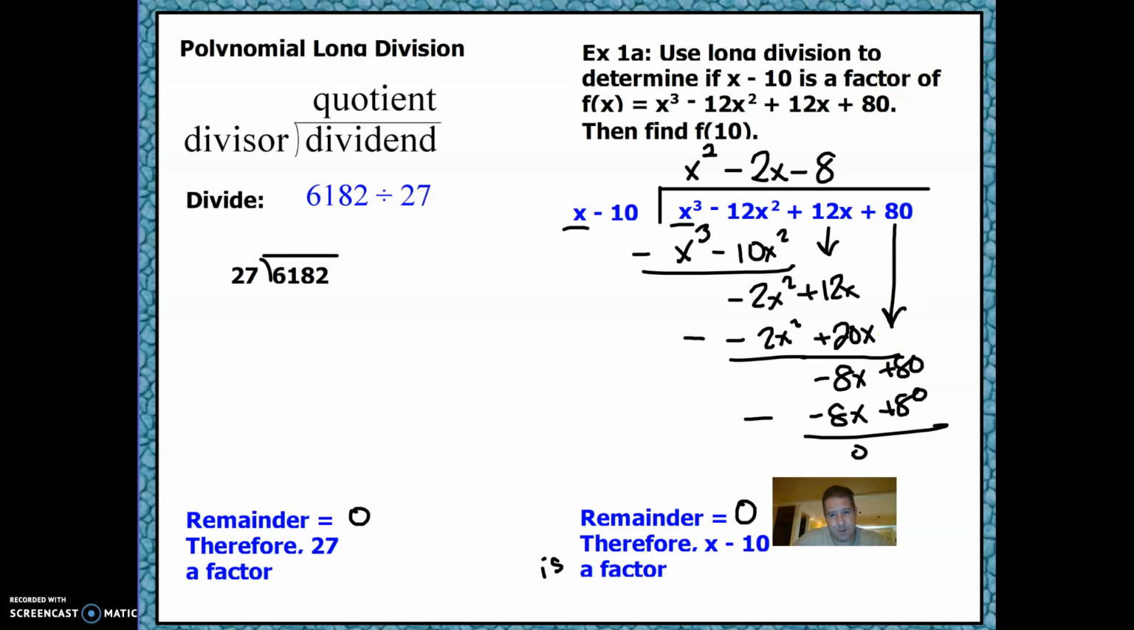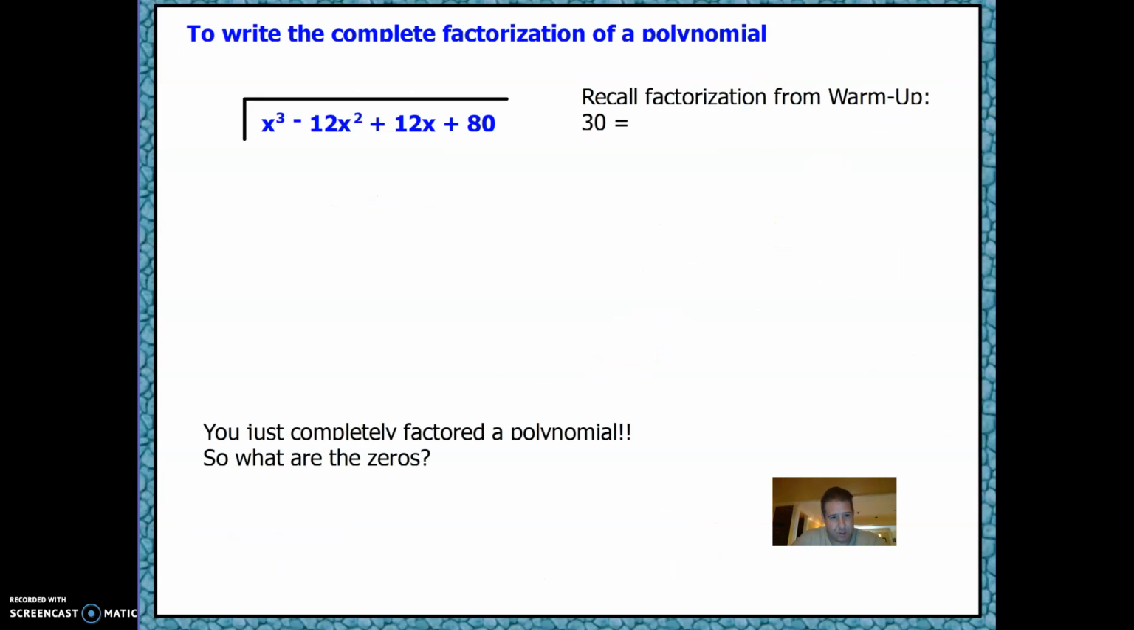That's based upon the remainder theorem. So in this case, the answer is x minus 10 times x squared minus 2x minus 8. And this times this equals this right here. Now, this is not completely factored, so this may or may not be able to be factored again, which is, I believe, what we're going to do in the next one.